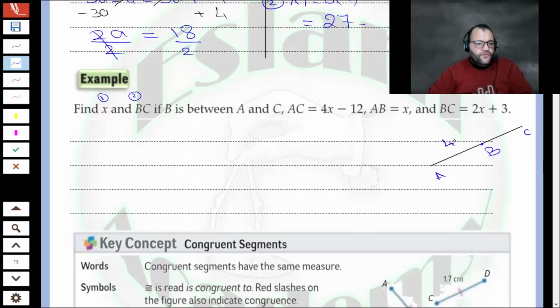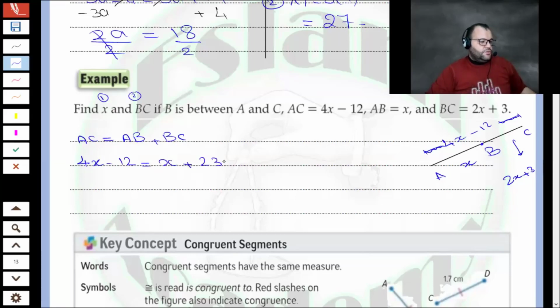So AC equals 4x minus 12. That's the length of all of AC. AB equals x, and BC, this part, is 2x plus 3. So how can we solve it? AC equals AB plus BC, without using a calculator, please. So 4x minus 12 equals x plus 2x plus 3.